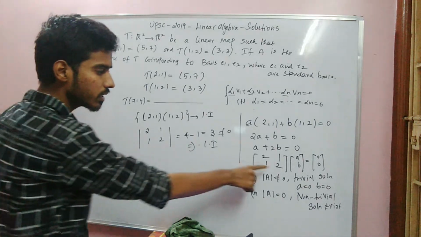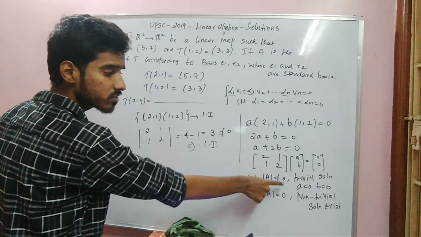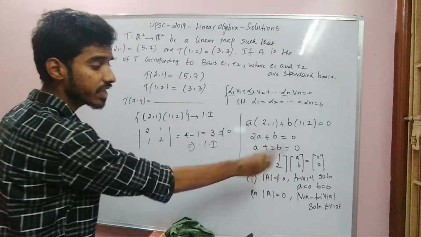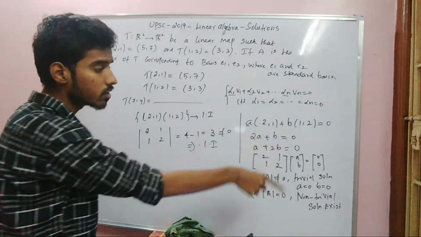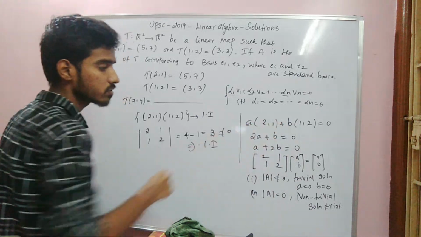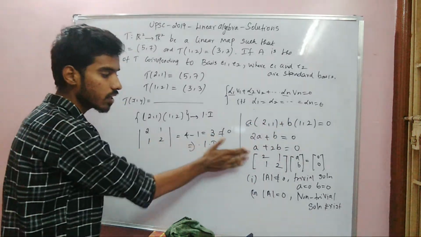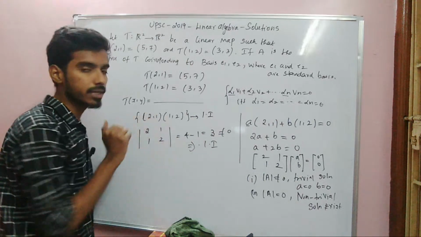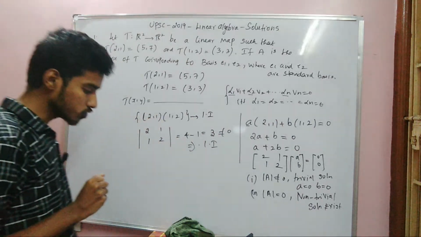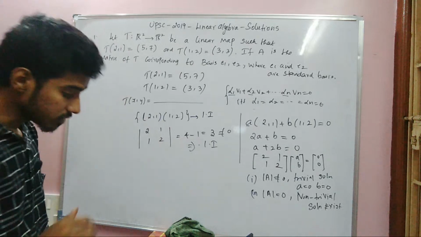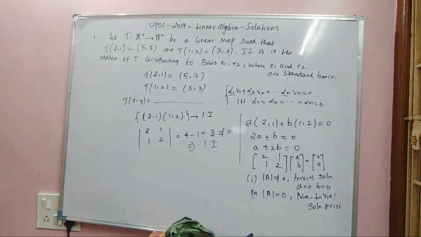Now you can see this determinant is non-zero. That means only the trivial solution. That means a has to be equal to 0, b has to be equal to 0. That means it is linearly independent. So we can show that either this way or that way, this set is linearly independent. So next we need to show that this set spans the entire space, right? This set spans the entire space.